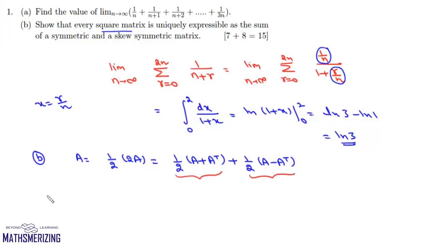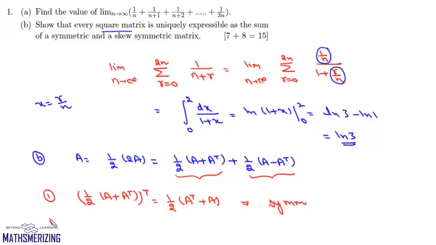Now we look at this first matrix, which is 1 by 2 (A plus A transpose), and if we take transpose of this matrix, we can write this as 1 by 2 (A transpose plus A). Now A transpose is equal to A, that means this matrix is a symmetric matrix.